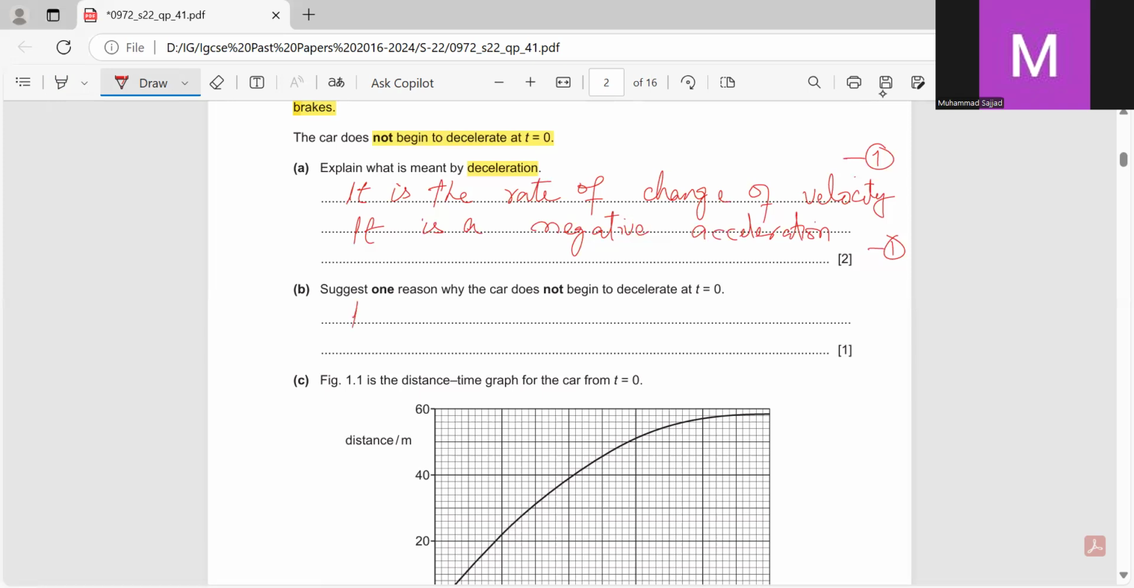So what can I write? We can write that it is due to reaction time to apply the brakes. It is due to human reaction time to apply the brakes.